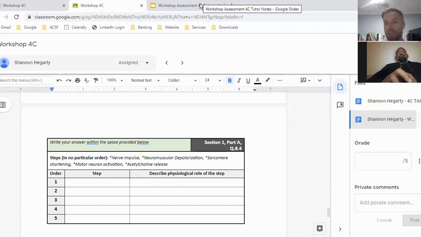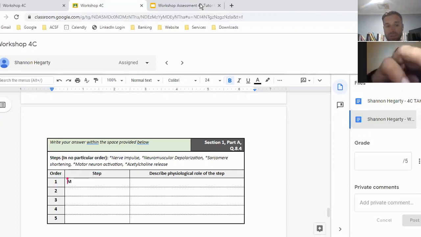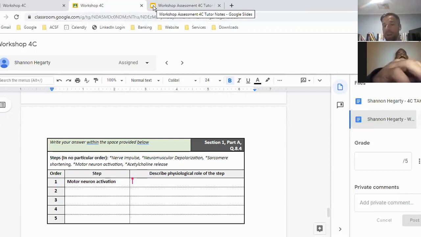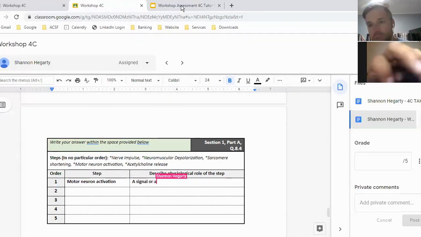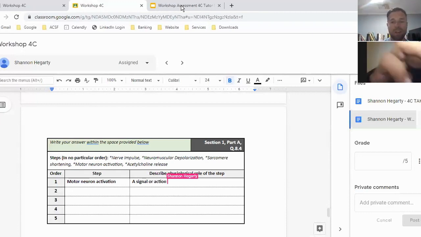Okay. So the first thing that happens, the first step, is the motor neuron. The neuron is the nerve cell. So the motor neuron activation is the first step. How would I describe this role? I would describe this as a signal, or what we call an action potential. That's what we call a nervous system signal, an action potential.